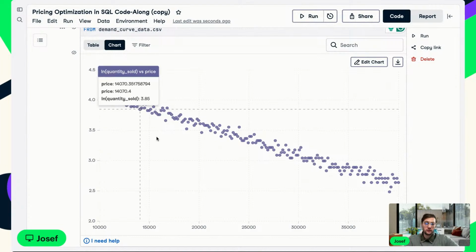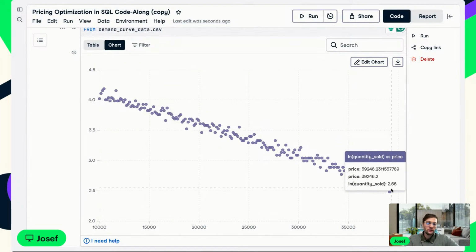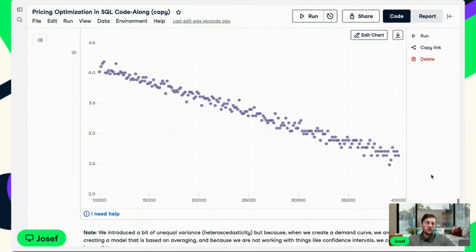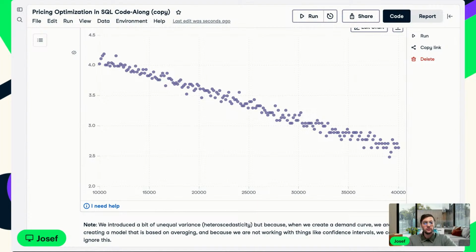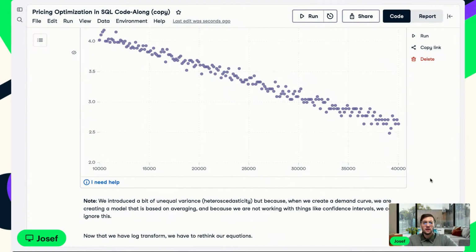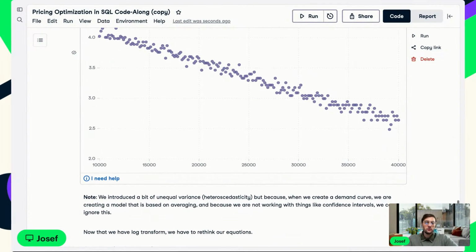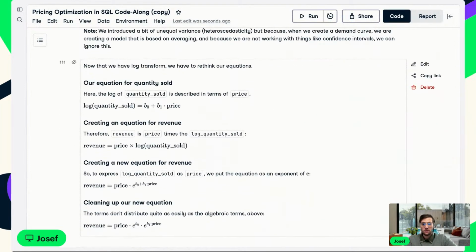There's no curvature anymore. There's a little bit of unequal variance here on the right end, but that won't matter for this modeling exercise because what we're doing is averaging. When we do the averaging, we're creating a model based on the average, and this doesn't matter. Heteroscedasticity would matter, for example, if you're thinking about something like confidence intervals. But it's interesting that that got induced with a log transform, which can happen.